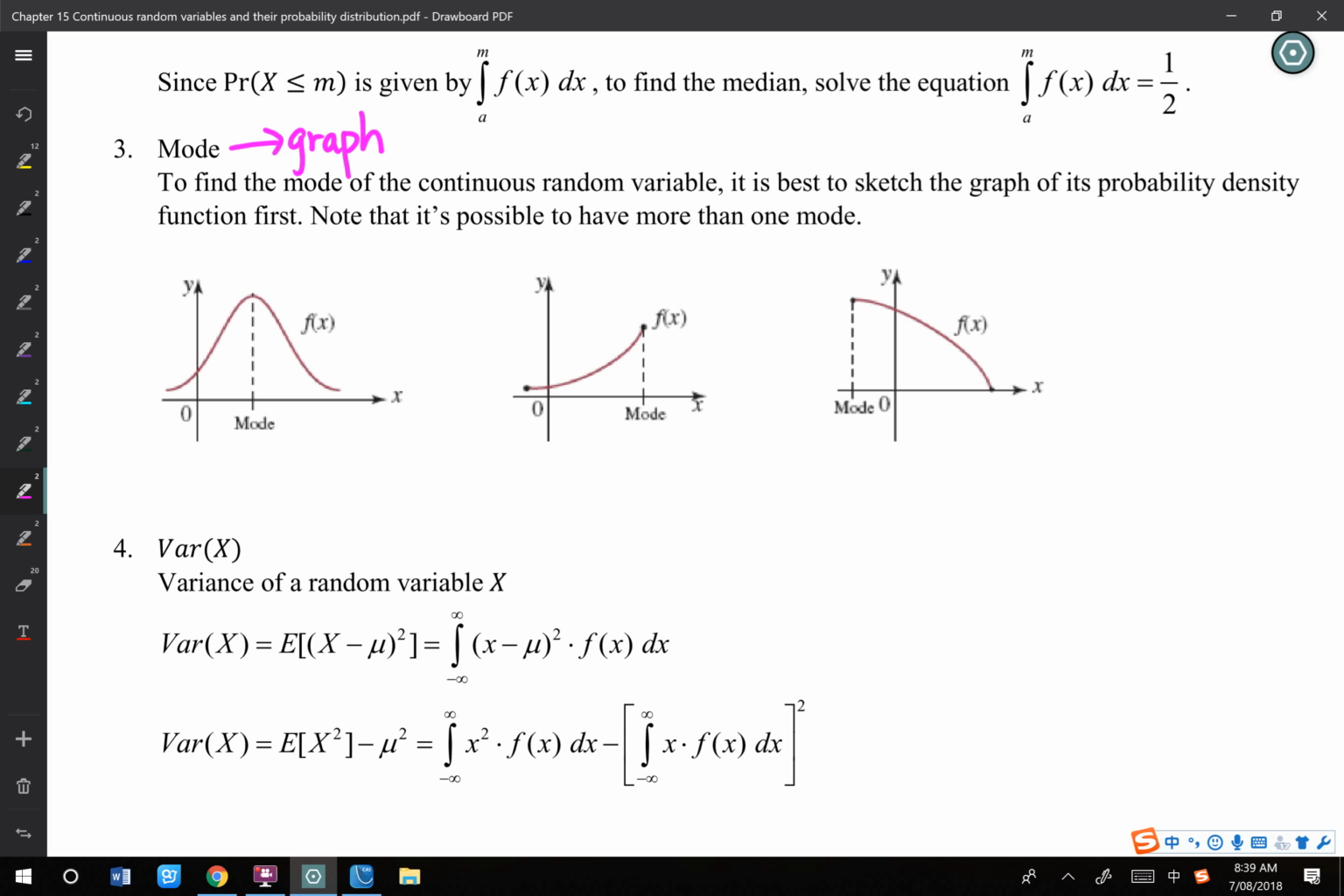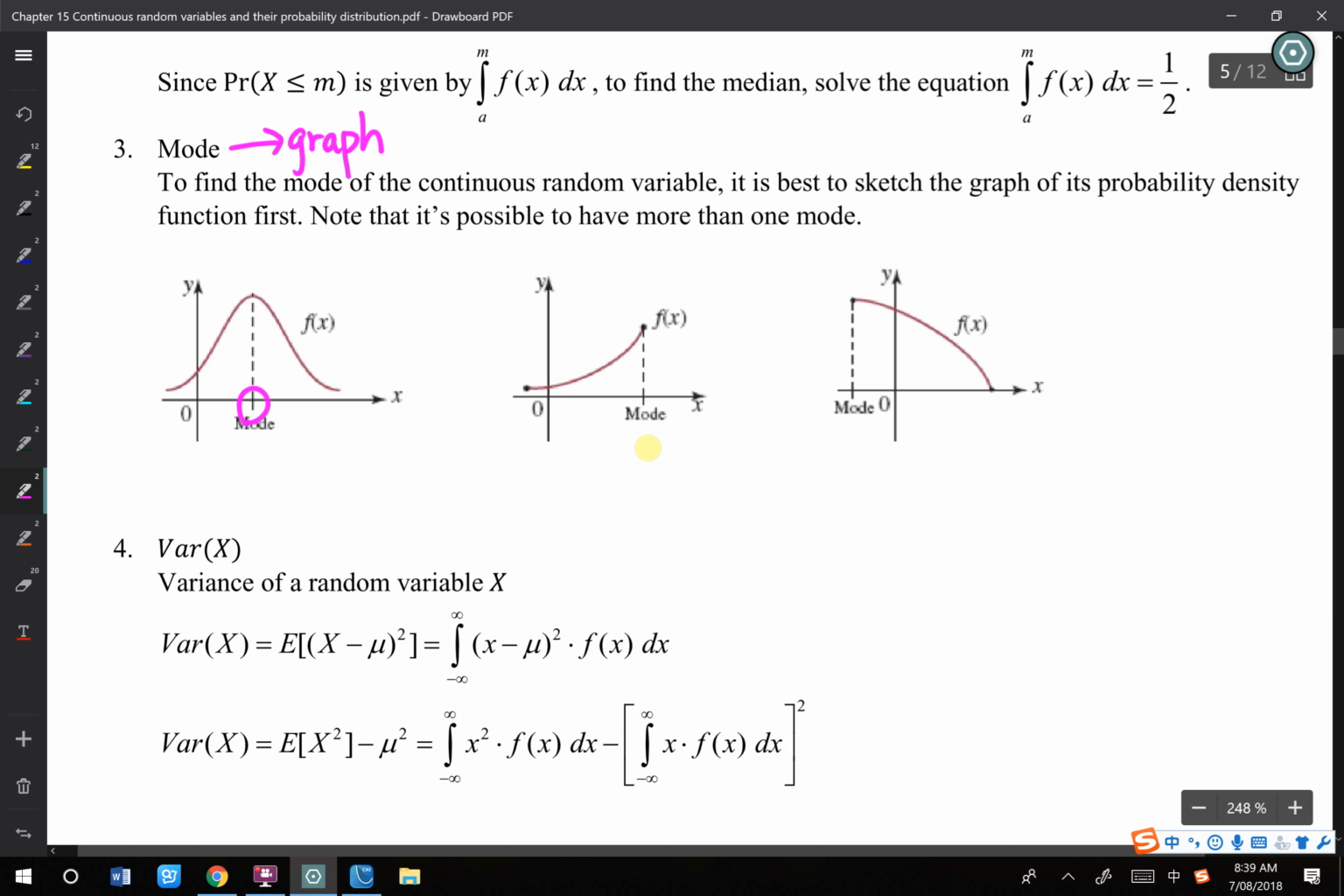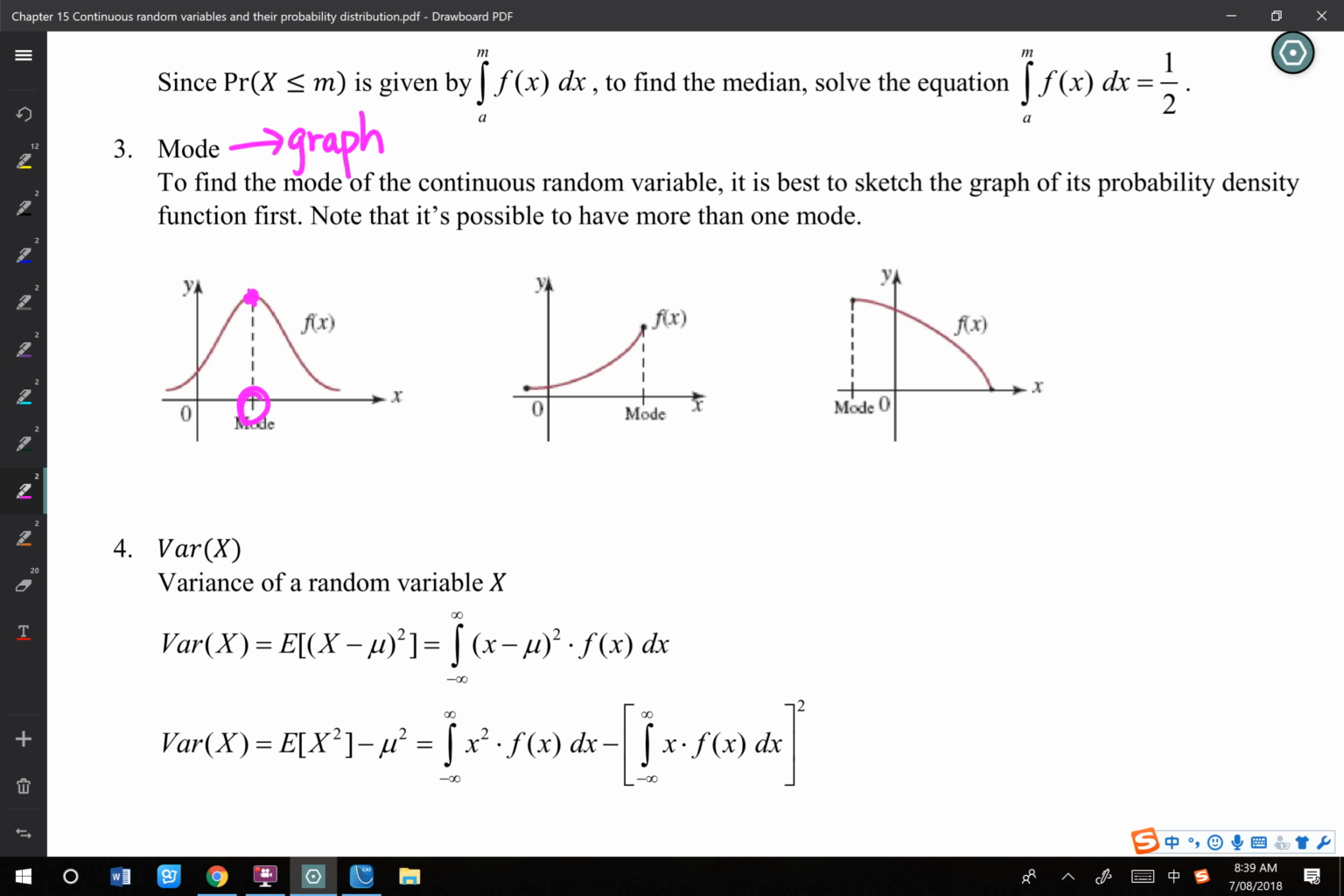Therefore, we look at the graph. The highest point, the absolute maximum, will be your mode. For example, this one, the mode will be this x value because the highest point is here, is the x value of that point. Again, it's still the x value, not the f(x) value. So it's the x value of the highest point.